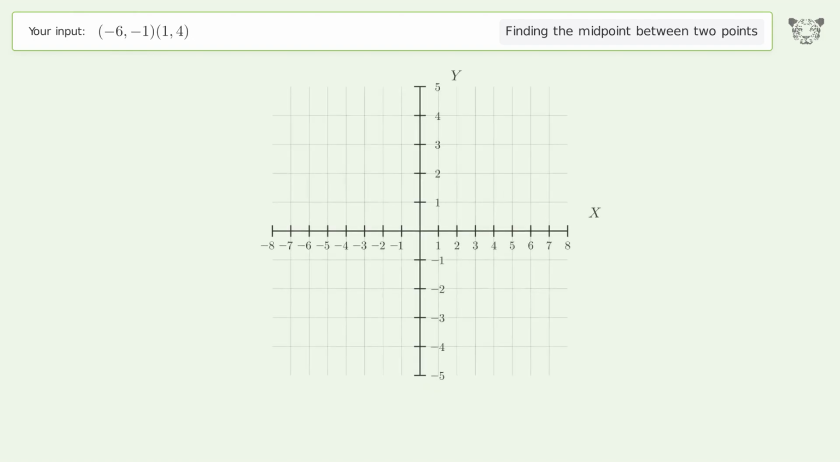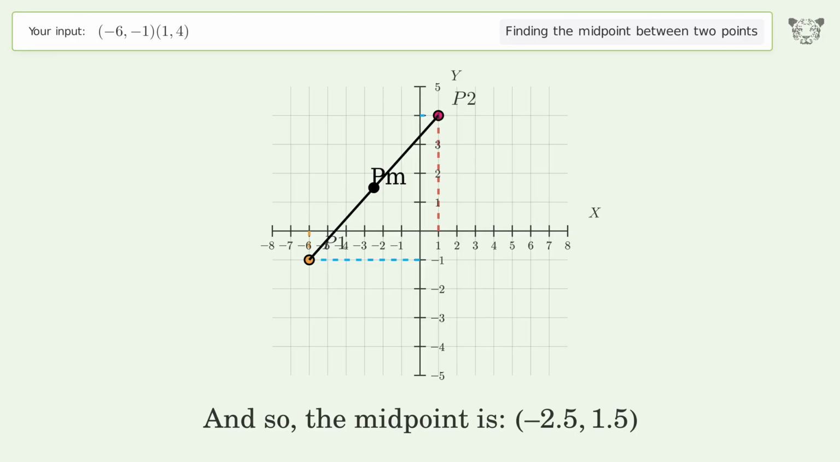And so, the midpoint is negative 2.5, 1.5.